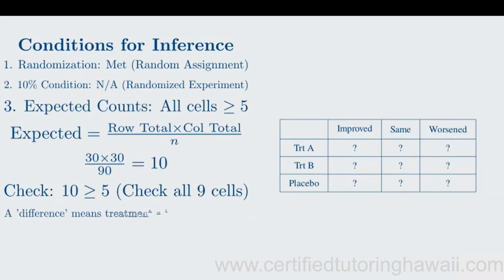Take a second to think about what a difference in distribution would actually mean here. It would mean that at least one of the treatments, say treatment A, had a significantly higher proportion of improved patients than the others. That's exactly what a researcher wants to find.